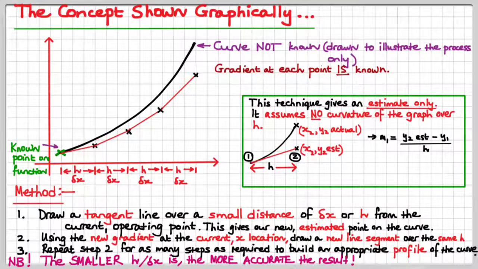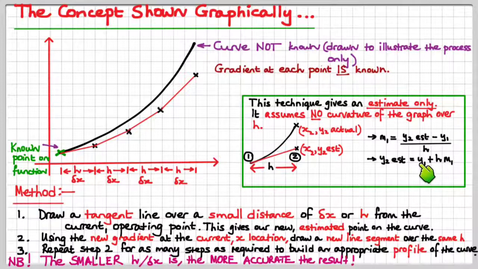See that? Okay, so now M1, the gradient at point 1, is equal to y2 est minus y1 over h. Isn't that right? That's y2 minus y1 over x2 minus x1, and x2 minus x1 is h. Get that? Okay. Therefore, if I make y2 estimate the subject, it will be y1 plus h times m1. Now, that is the formula we use to approximate the value of y2 estimate.